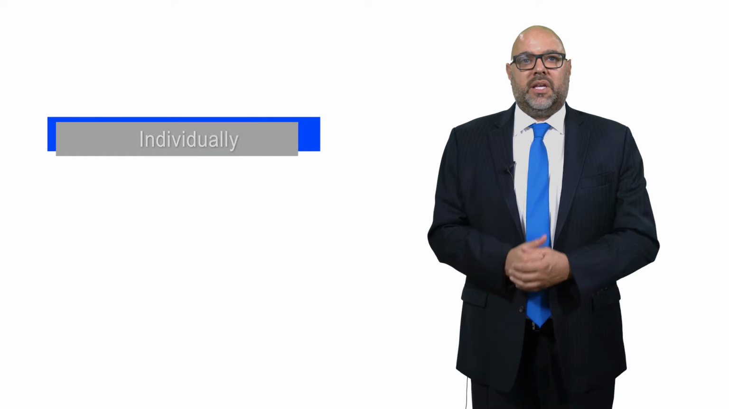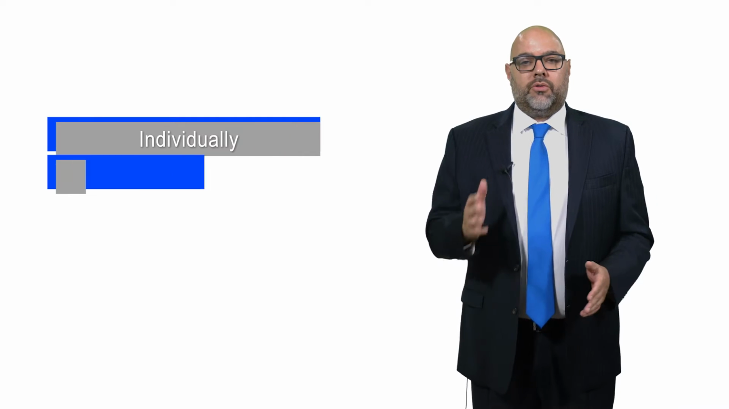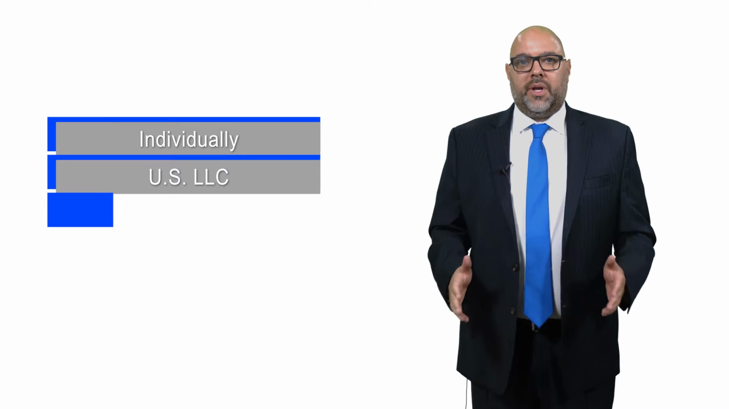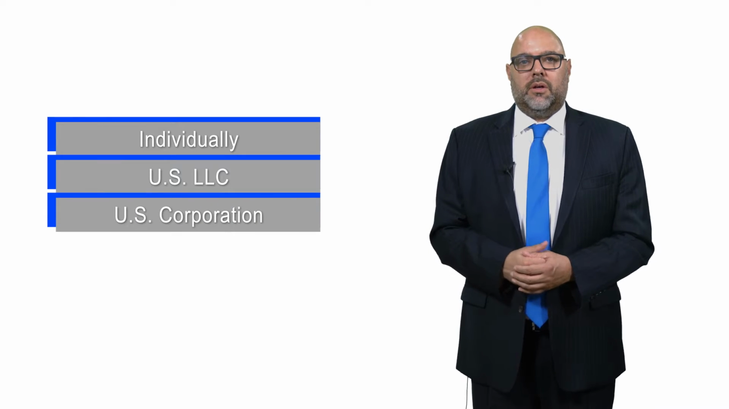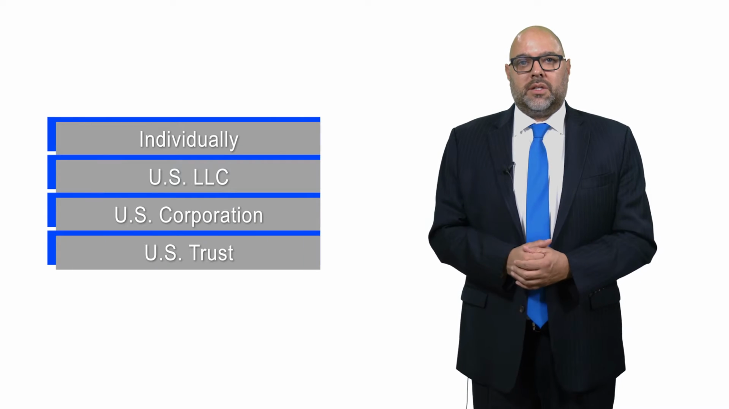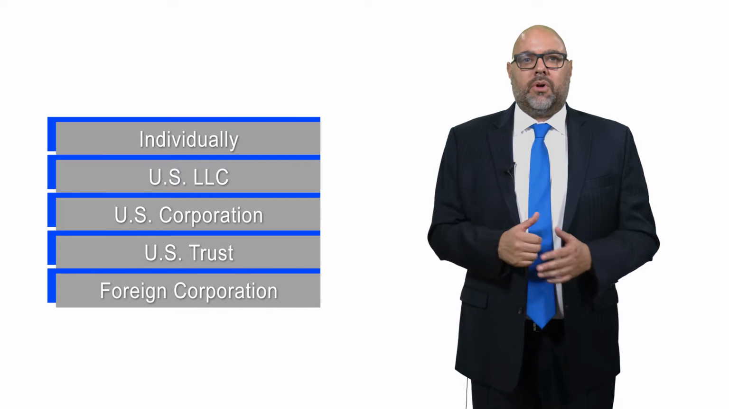Your next consideration will be how to hold title to the U.S. real estate. A foreign investor can hold title in 5 main ways. 1, individually in your own name. 2, through a U.S. LLC. 3, through a U.S. corporation. 4, through a U.S. trust. Or 5, through a foreign corporation.